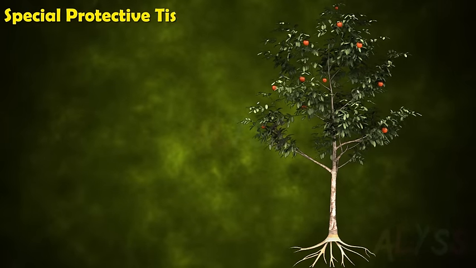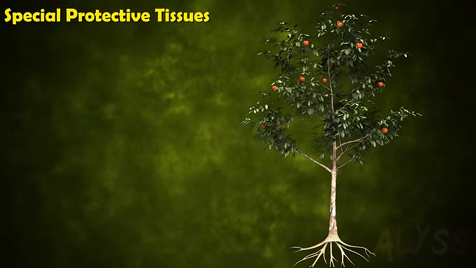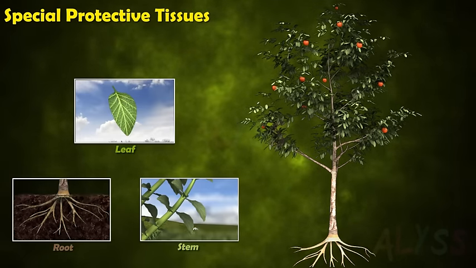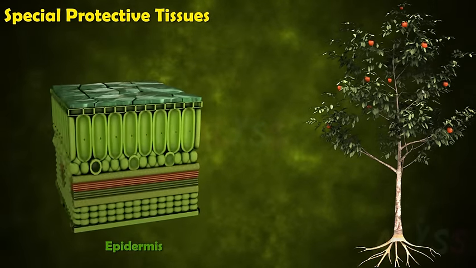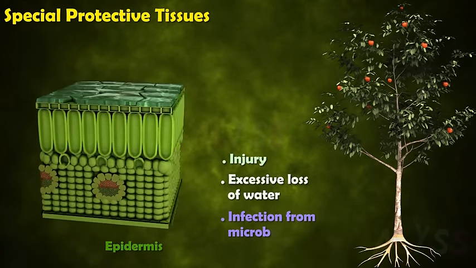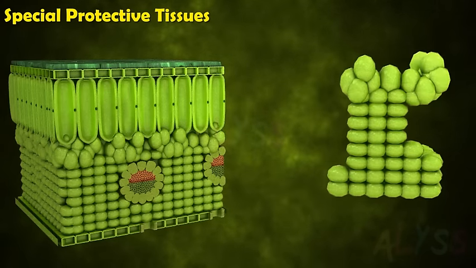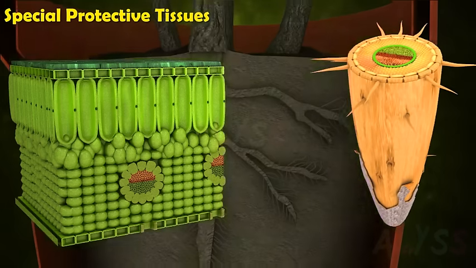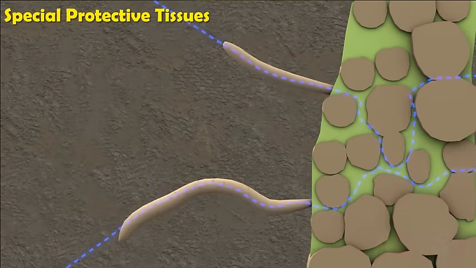There are special protective tissues also present in plants. That is, the outer covering of the roots, stem, and leaves, which is called epidermis. Epidermis protects the inner parts from injury, excessive loss of water, and infection from microbes. Some epidermis cells get modified into root hair in the roots to absorb water and minerals. Root hair are so tiny that they are able to reach between the soil particles.